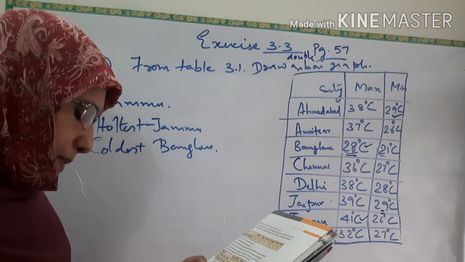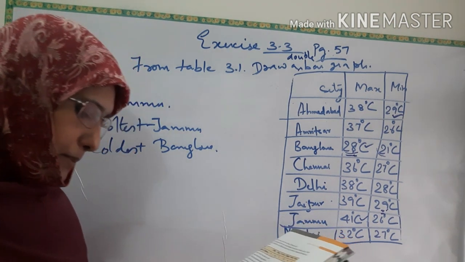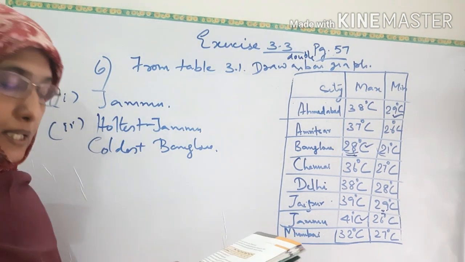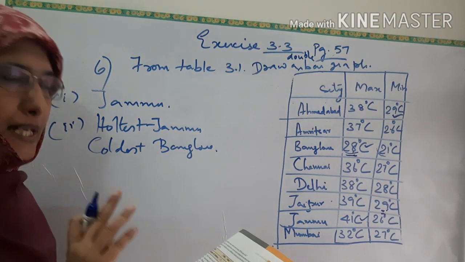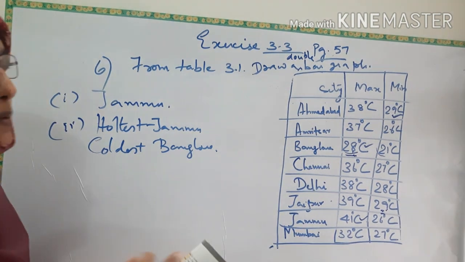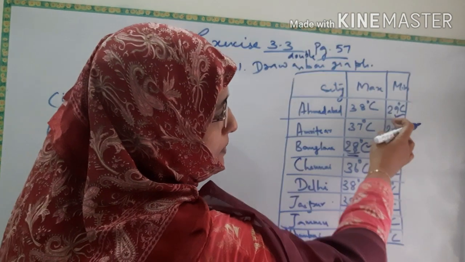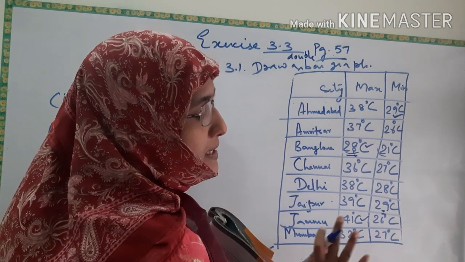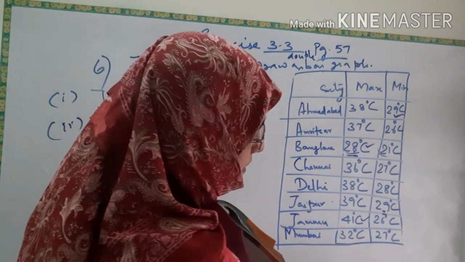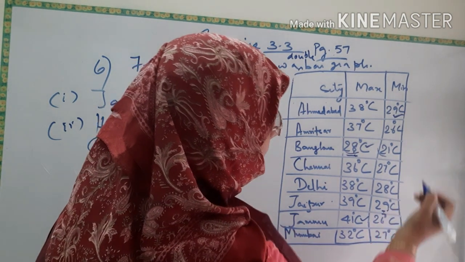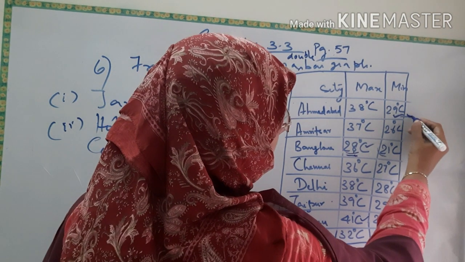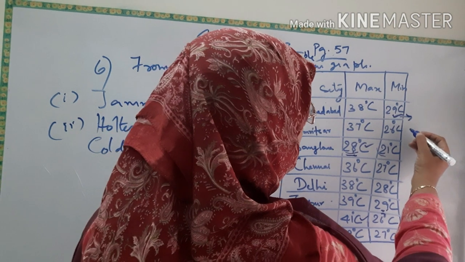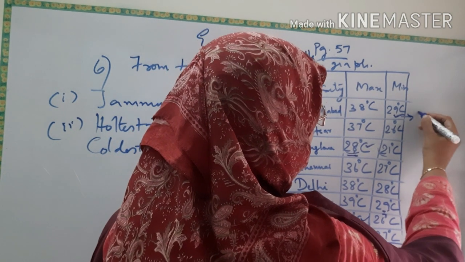Now the next one, name the city which has the least difference between its minimum and maximum temperature. That is the least difference between the maximum and minimum. So here what will you do? You have to find the difference between all of these, and you have to find which is the minimum difference. Can we find? 38 minus 29. What is that? 38 minus 29, it is 9.